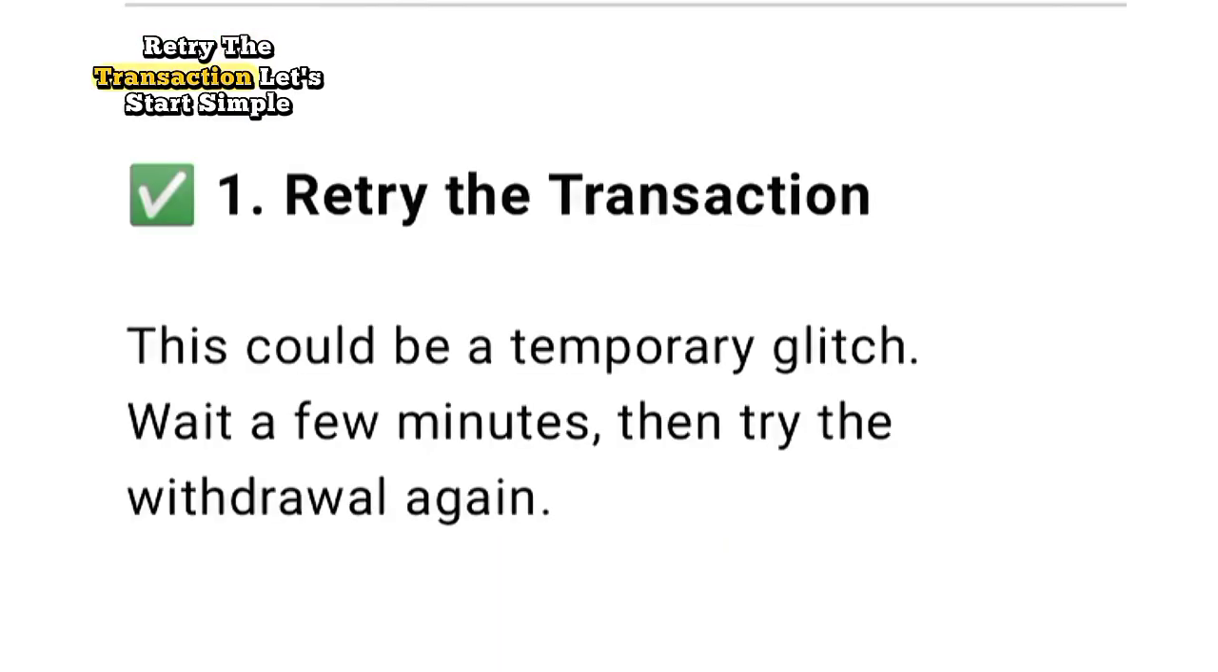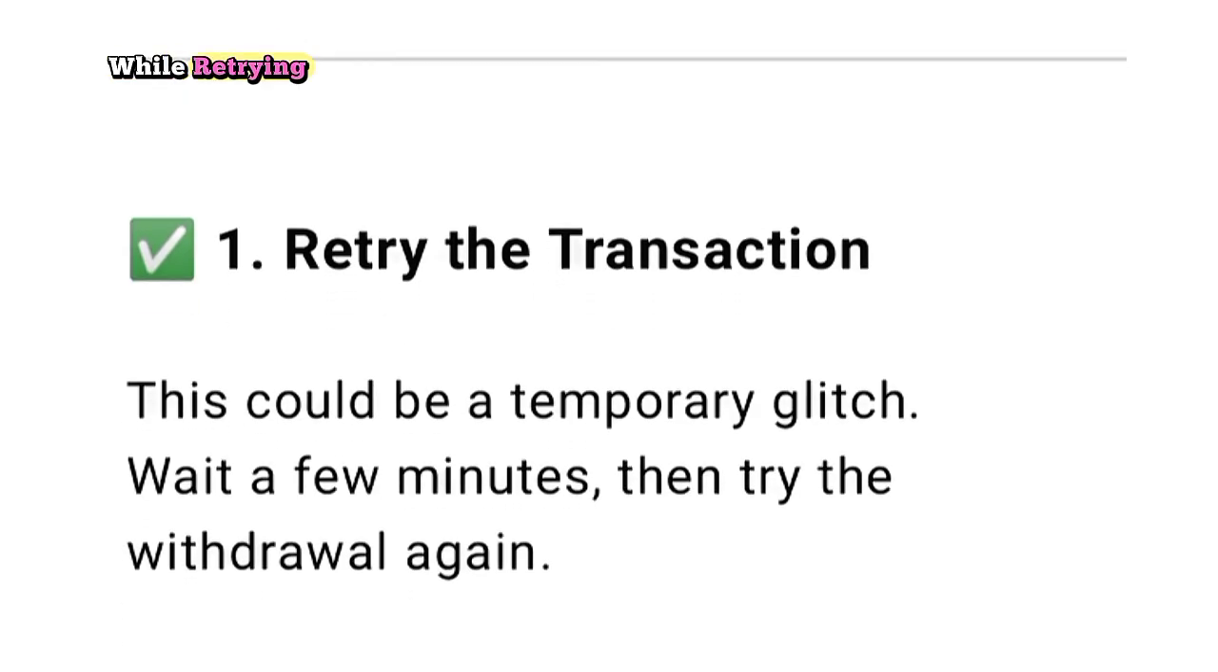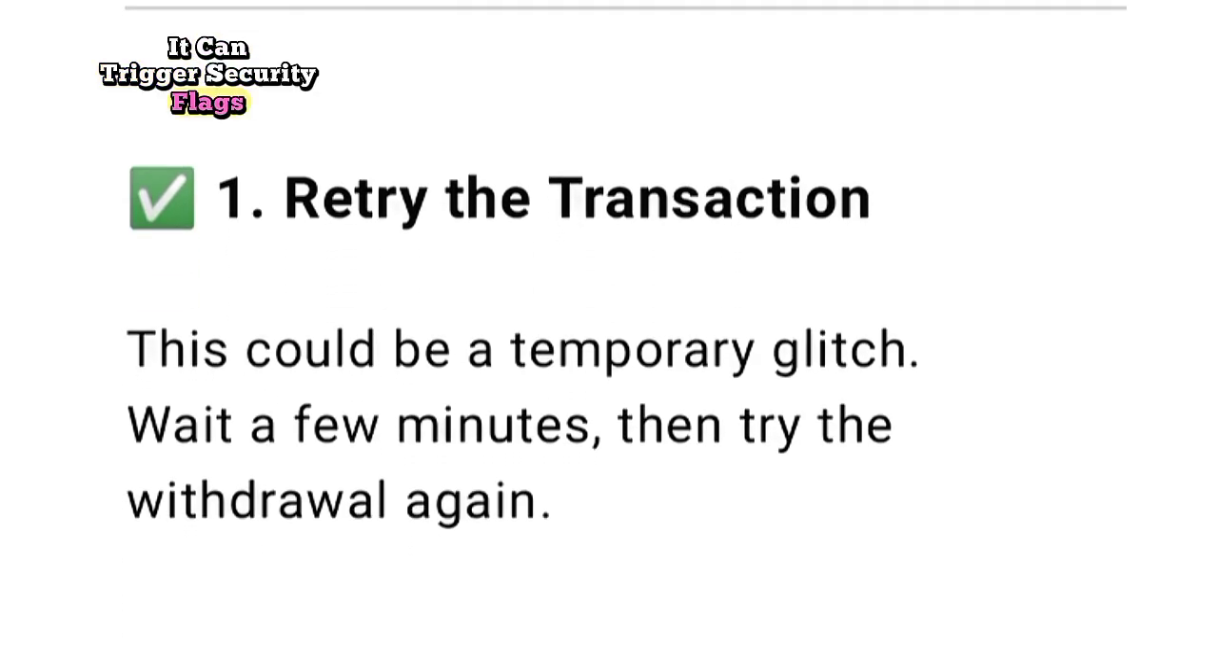First, retry the transaction. Let's start simple. Cash App sometimes cancels a withdrawal because of a temporary glitch in their system. Here's what to do. Wait a few minutes. Ensure your internet connection is stable. Then try the withdrawal again. Important tip, don't use a VPN while retrying. It can trigger security flags.